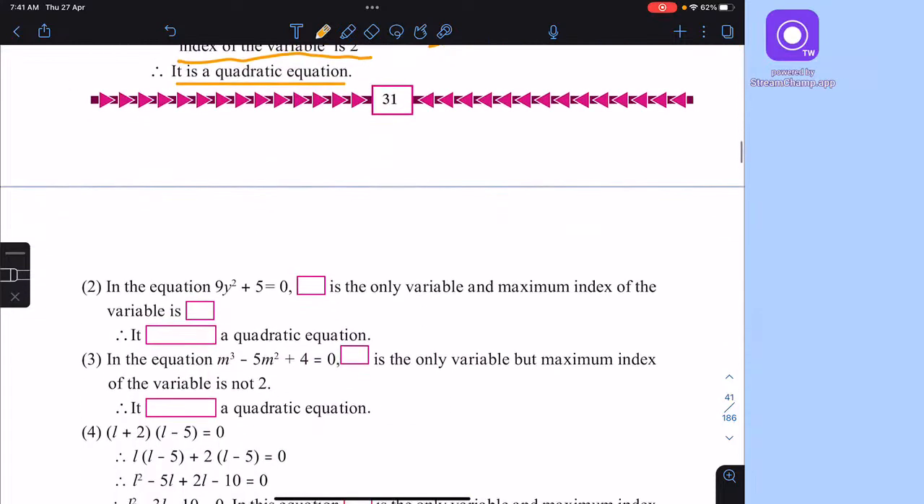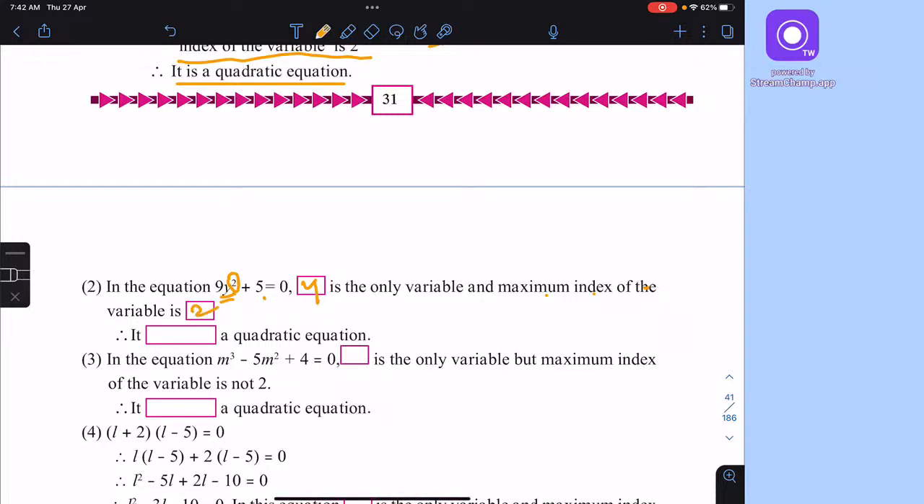Now here, second, in the equation 9y² + 5 = 0, the variable is y. So y is the only variable and the maximum index of the variable is 2. This is the maximum index is 2.